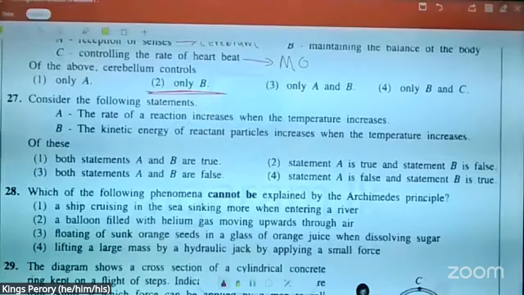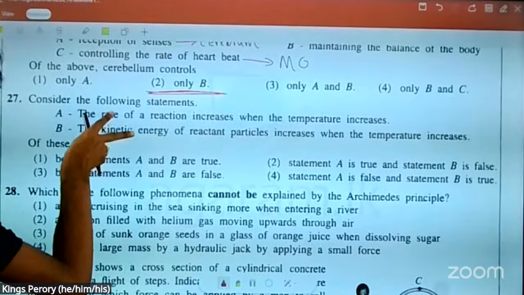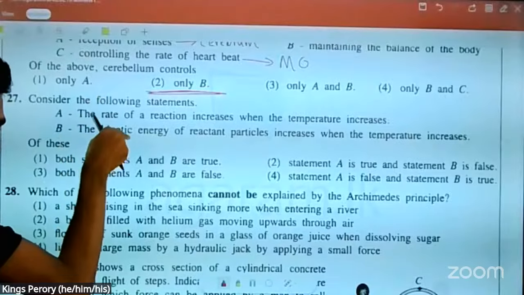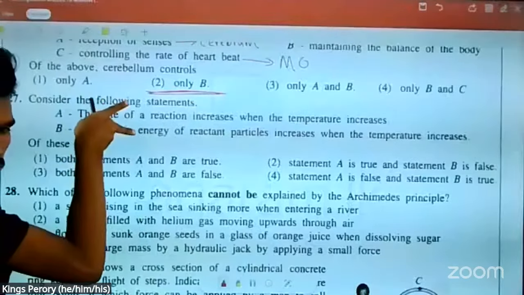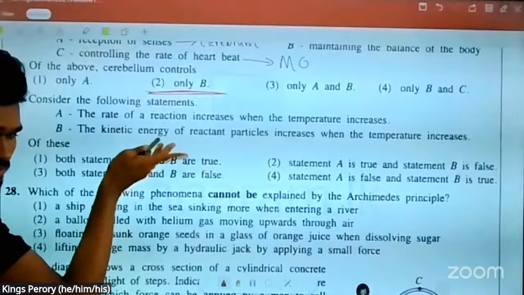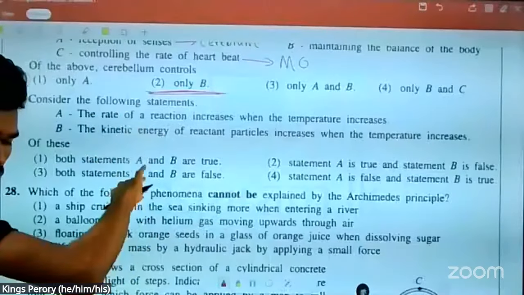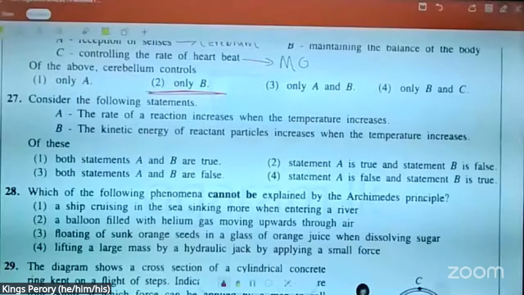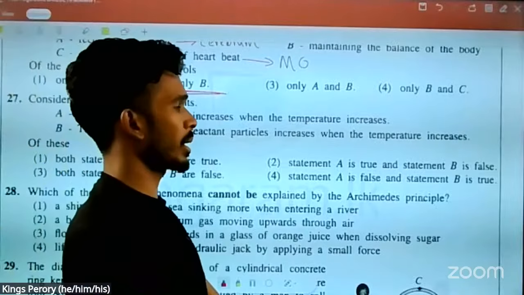Consider the following statement. Statement type question. Can you remember we did a question like this already? I told you these types of questions are now coming up. They give two statements and ask whether one is true, one is false, or both are true. That kind of statement type question. Consider the following statement. A, rate of reaction increases when the temperature increases.